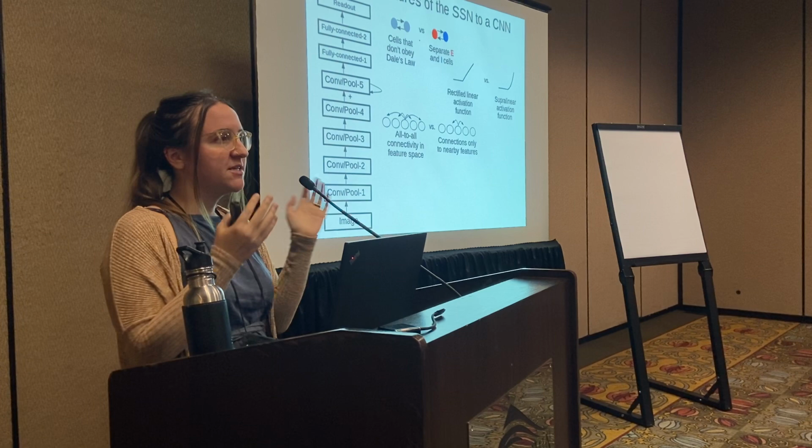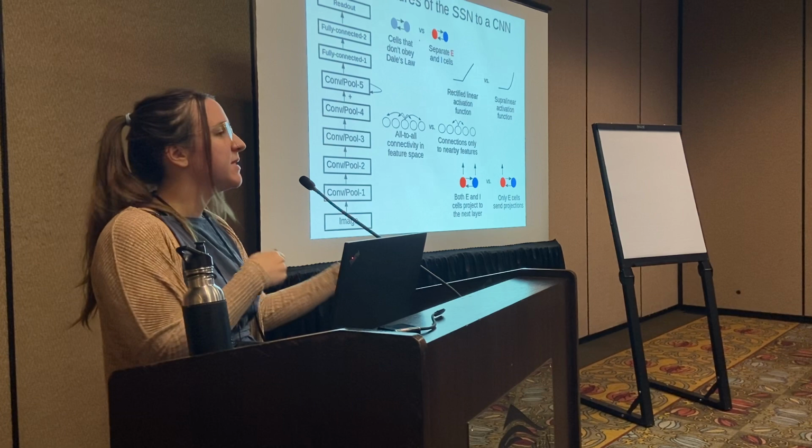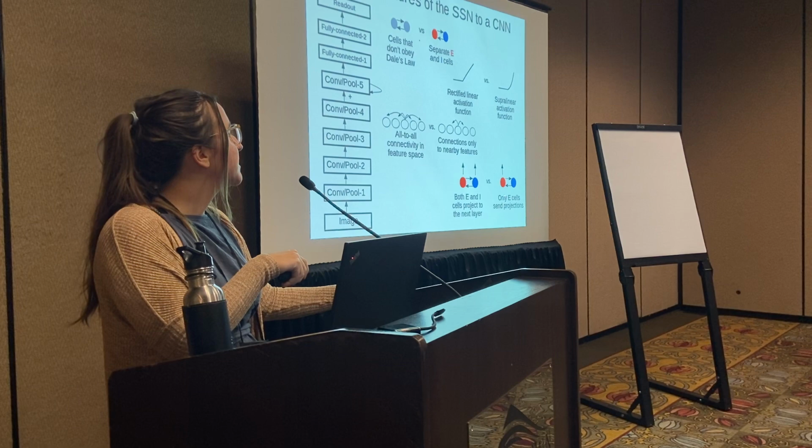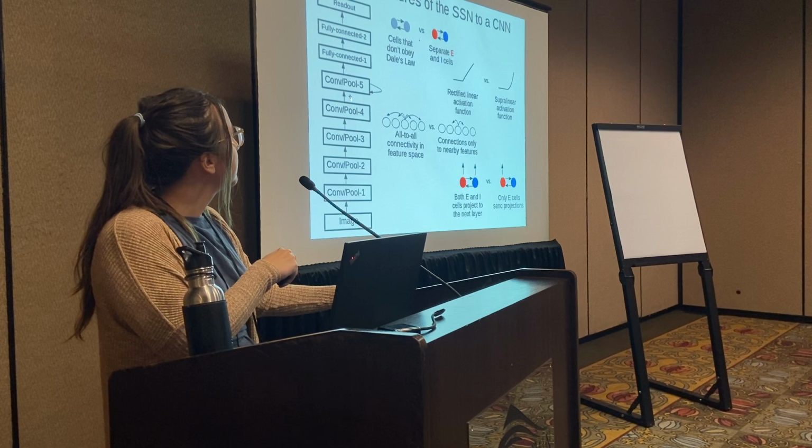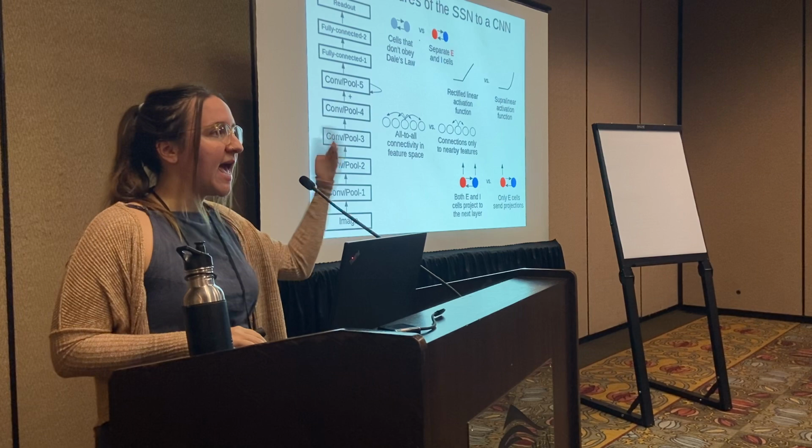And then also, this doesn't come directly from the SSN because the SSN is just a one-layer model, but we do know from biology that excitatory cells tend to be the ones that send projections to the next layer rather than both E and I cells sending projections. So once we've added separate E and I cells to this layer, we can make it such that only the E cells send projections onto the next layer. So those are all the details that I'm going to add in sequence to the architecture.